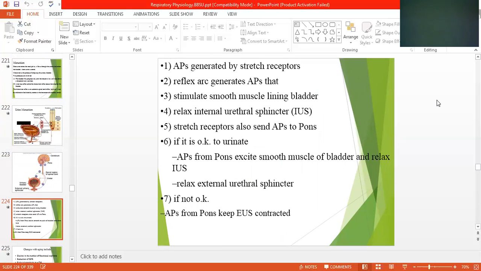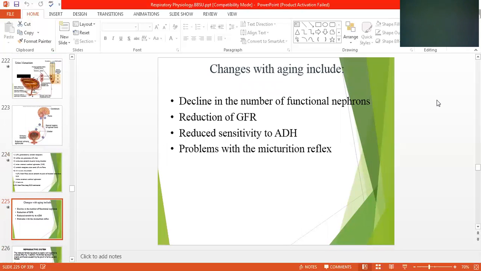Then we talked about how the pons controls the internal and external urethral sphincters. And we have also mentioned the changes with age. When the person becomes old, there is a reduction in the GFR, glomerular filtration rate, ADH, antidiuretic hormone, and micturition reflexes.